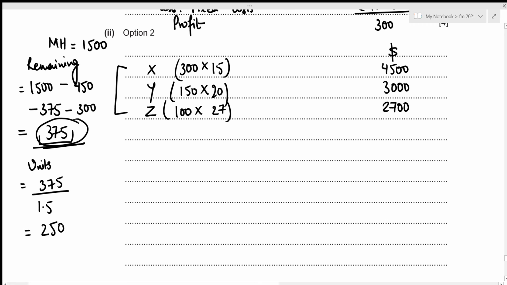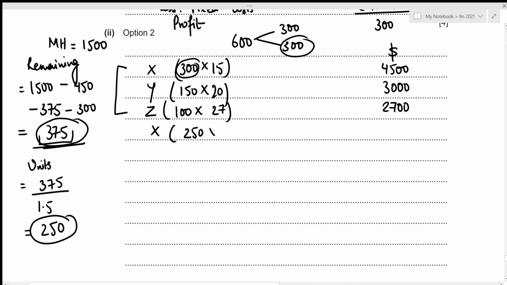Okay, and we know that we only produced half, which is 300, which means that the total number of units for X is 600. So out of 600, if we already produced 300, then we still have 300 remaining units, which means that we can still produce 250 units of the remaining 300 units. So we still need to add that contribution as well. So for product X, we will now be producing 250 units, and the contribution per unit is 15. So this gives the contribution for new product X to be 250 times 15, which is 3,750.